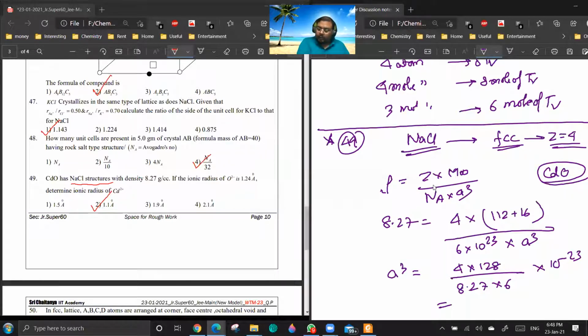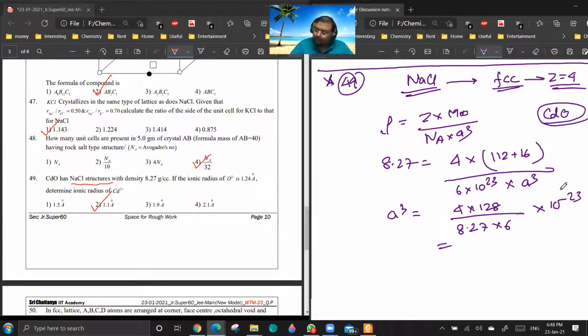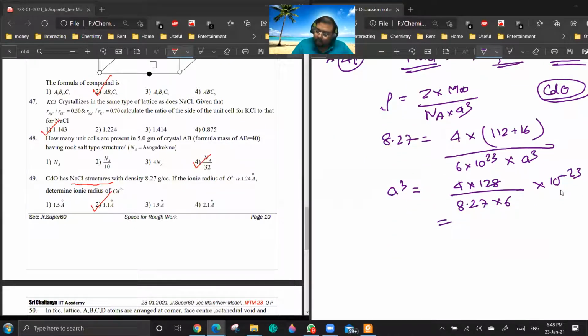So if we do the calculations, I think you are at home, so you can look into the mass. Yes, sir. Okay, but in JEE they will give it. Okay, don't worry. So it's like 10.318. It is like 10.32 into 10 power minus 23. I can write it as 103.2 into 10 to the power minus 24 centimeter cube.